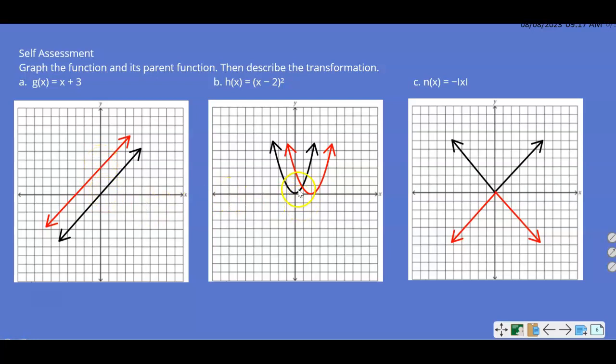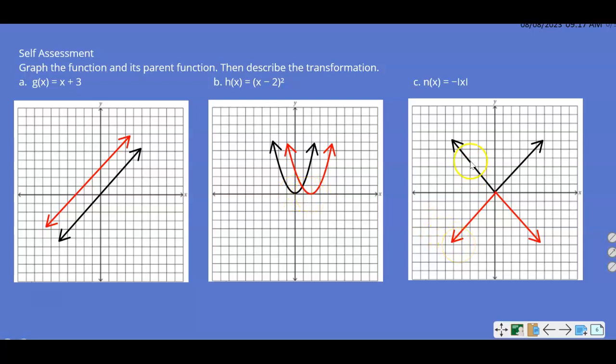All right, B part, the black one again is the parent function, and you can see the red one is h of x, the transformation, so it's been shifted to the right 2 units. It has the same domain and range. The only difference is it has a different x-intercept or a different vertex.